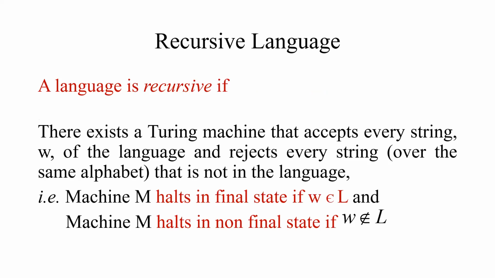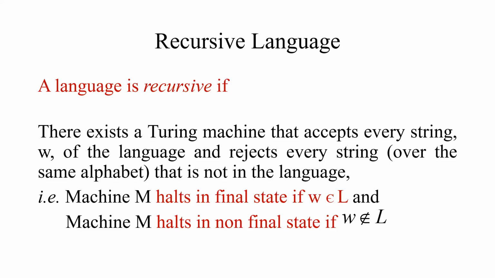Now, what do you mean by recursive language? A language is recursive if there exists a Turing machine that accepts every string of the language and rejects every string that is not in the language. That means we have only 2 states. First, it will halt in a final state if the string is part of the language, and it will halt in a non-final state if the string is not part of the language.